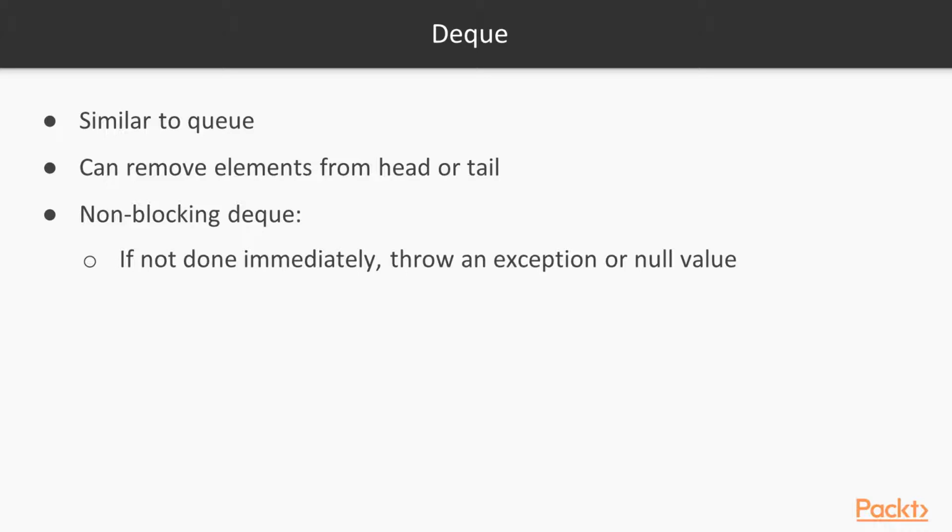Non-blocking deques provide operations that, if not done immediately, for example, you want to get an element from a list but the list is empty, throw an exception or return a null value depending on the operation. Java 7 introduced the ConcurrentLinkedDeque class that implements a non-blocking concurrent deque. We are going to implement an example with two tasks, one that adds thousands of elements to the deque and one that removes data from the deque.